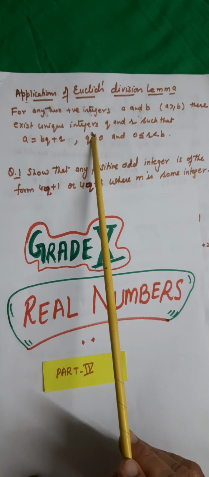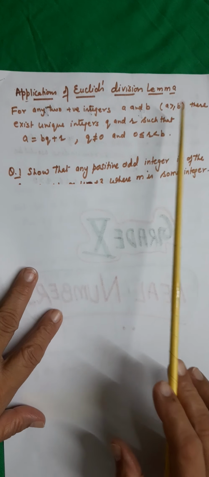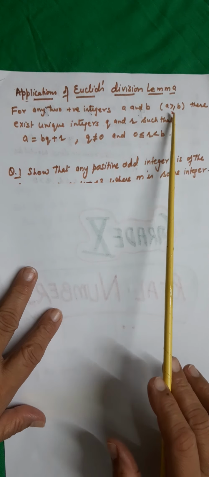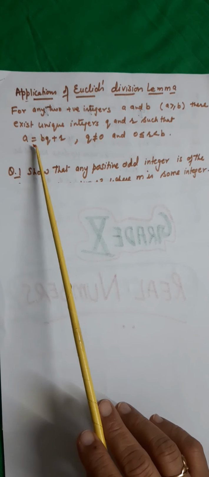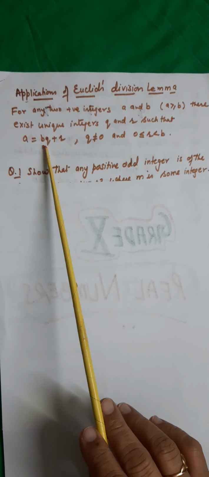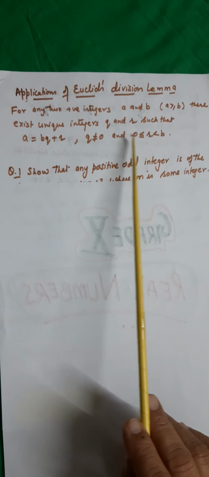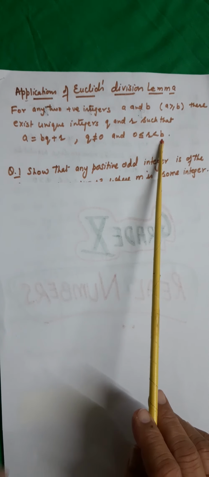In easy words, if there are two positive integers a and b, one of them will definitely be greater, right? If I divide the greater number by the smaller number, I will have a quotient and a remainder such that the bigger number is equal to the smaller number into quotient plus remainder. This quotient q cannot be 0, and the remainder lies between 0 and the divisor.